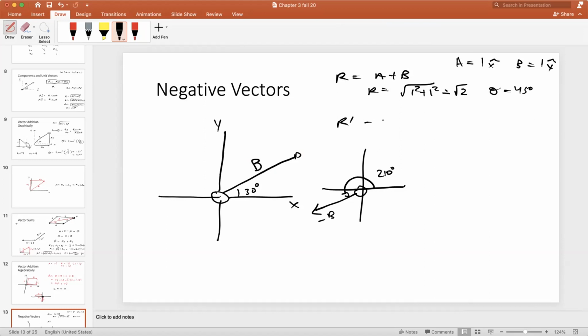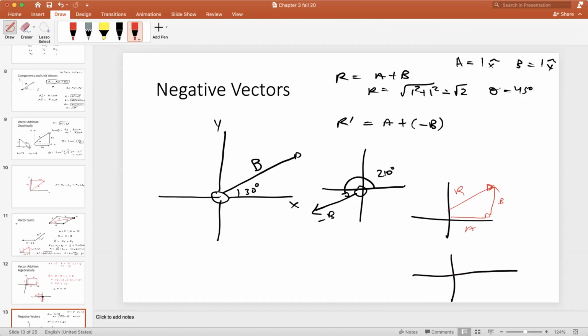But now let's say R prime is A plus negative B. Now if I draw R, I have A plus B, right? And this is my R. If I want R prime, which is A plus negative B, okay, well then A plus negative B, right? So negative B goes in the opposite direction of B, and R prime would have the same magnitude as R, root 2, but it would be at negative 45 degrees. Its angle would have actually changed.